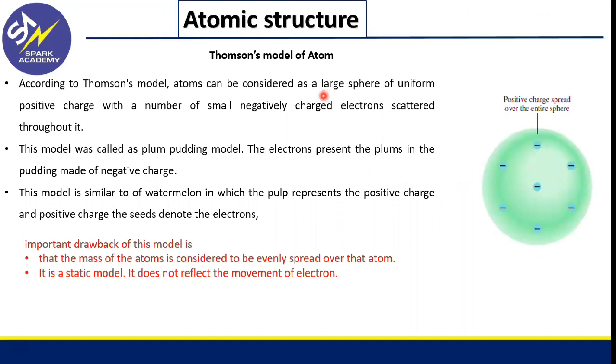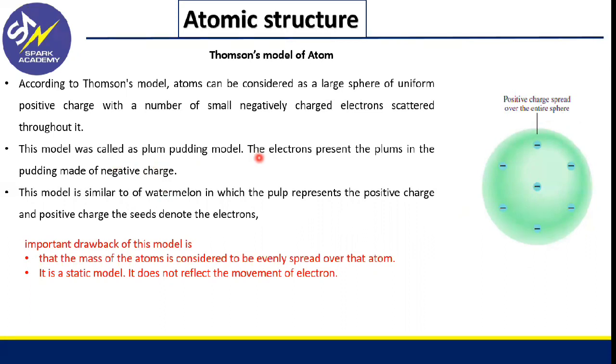Electrons were discovered by J.J. Thomson, isn't it? So he gave a model for the atom. He proposed that the electrons would be dispersed like plums or watermelon seeds inside a big positively charged spread. So electrons will be just dispersed throughout. This model is called the plum pudding model.